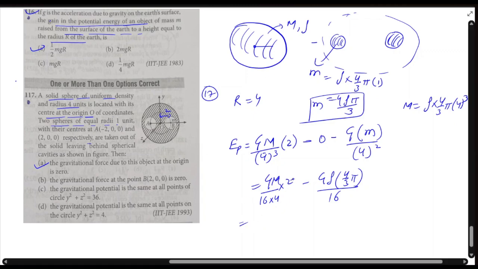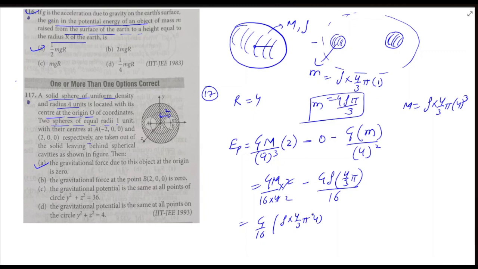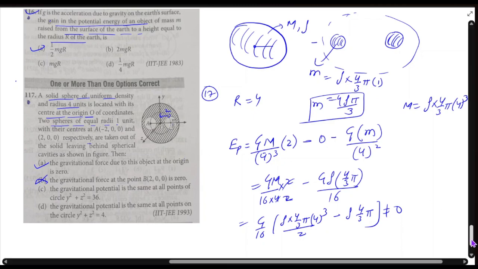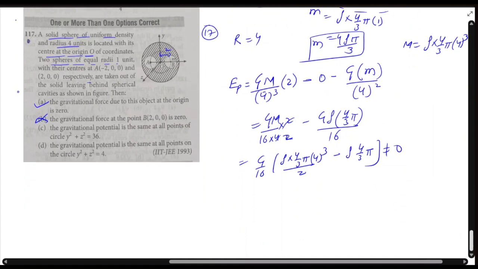So G upon 16 we can take as common. M we can write as rho into 4 by 3 pi 4 cube upon 2. Minus G by 16 rho 4 by 3 pi. G by 16 we have taken common. So clearly it is non-zero. So B is incorrect. Okay. So at B there will be a field. It will not get cancelled out due to the negative mass.